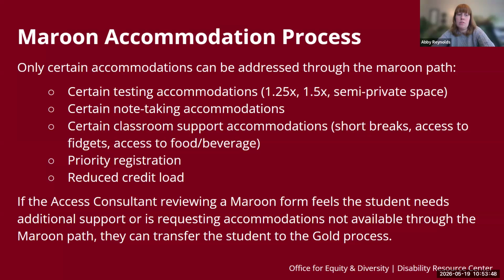And then if a student needs some form of reduced credit load, usually this is in the realm of financial aid. Say they need to only take 2 or 3 classes per semester because of certain impacts. That might be something that we could potentially go through the Maroon process for. But again, if the access consultant who is reviewing the Maroon form feels that they need more information or additional support for the requested accommodations, they can transfer the student to the gold path, reach out to them and say, hey, we do need to have a meeting about what it is you're requesting, or we need more information.